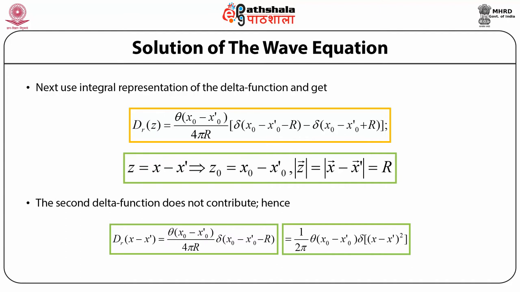Finally, we notice that because of the theta function, x naught should be greater than x naught dash, which implies that x naught plus r should be greater than x naught dash, and therefore the second delta function does not contribute. So thus D r of x minus x dash equals theta of x naught minus x naught dash divided by 4 pi r into delta of x naught minus x naught dash minus r, which is further equal to 1 divided by 2 pi theta of x naught minus x naught dash into delta of (x minus x dash) square.